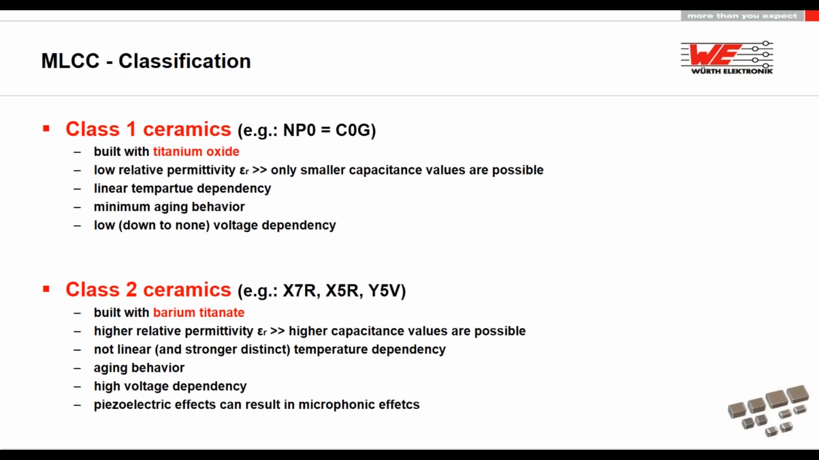So you go for materials like barium titanate and also some tuning materials like yttrium additional to the barium titanate, like X5R or Y5V. You have a higher relative permittivity of the barium titanate, so you get to a higher capacitance range in comparison, but you get a very strong dependency in case of nonlinear temperature effects. You have aging behavior, you have high voltage dependency, and also so-called piezoelectric effects.